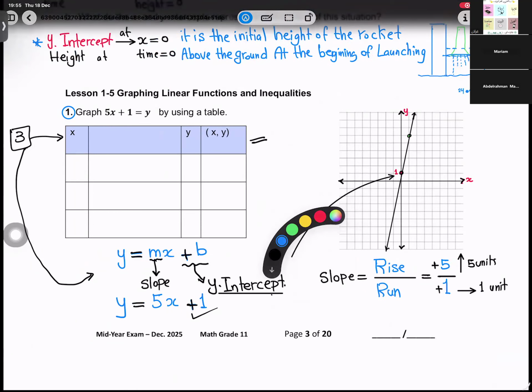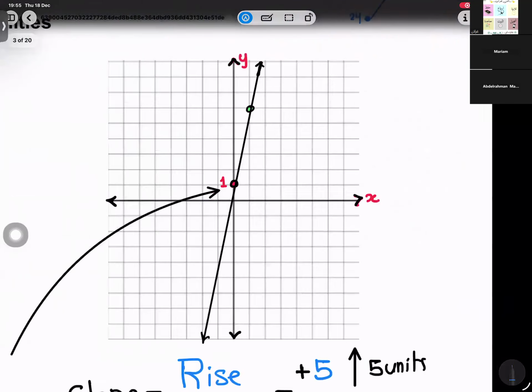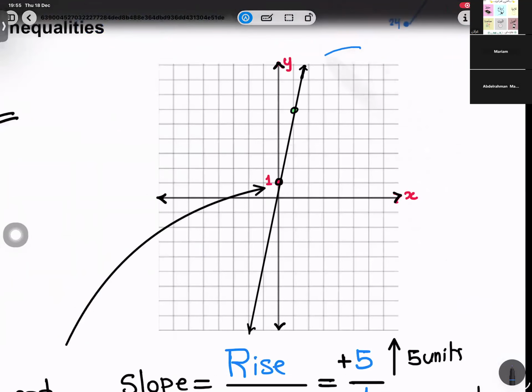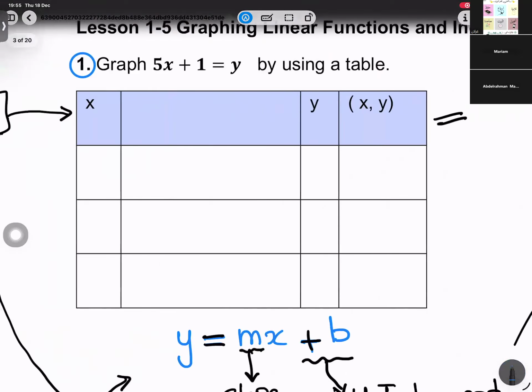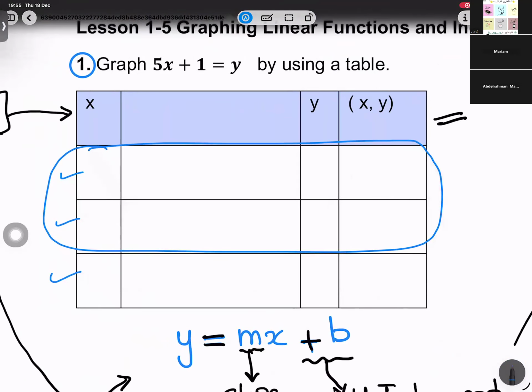Mariam, we have drawn the line using how many points? We just found 2 points. Also in the table we need at least 2 points. You can increase and put 3 points or 4 or 5, but at least you need 2 points.